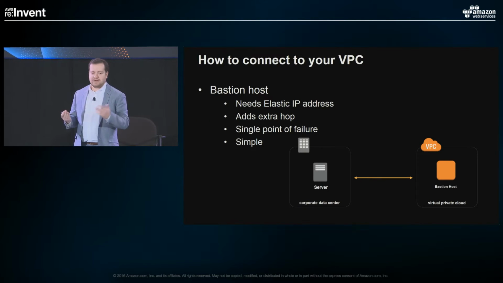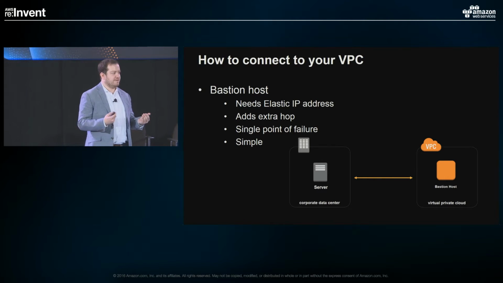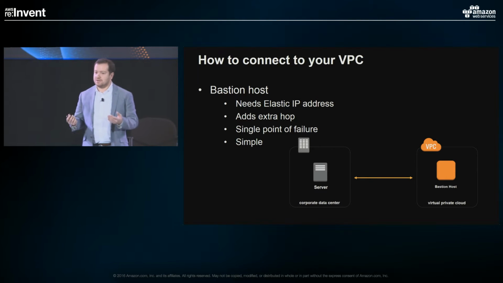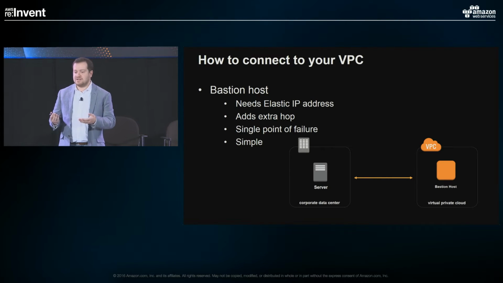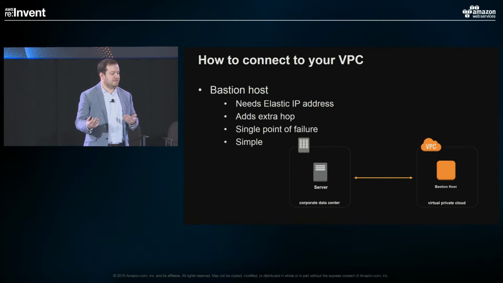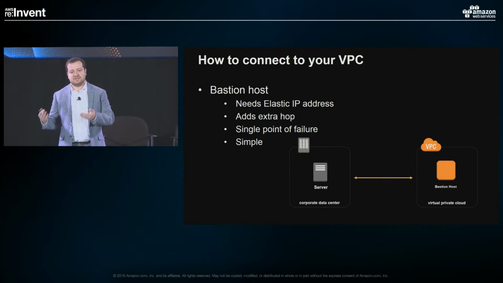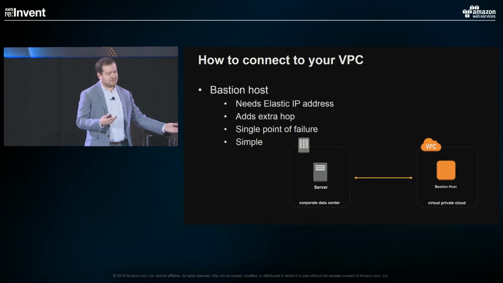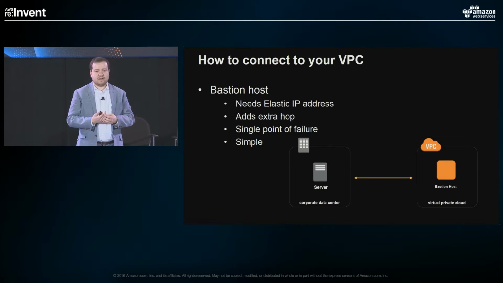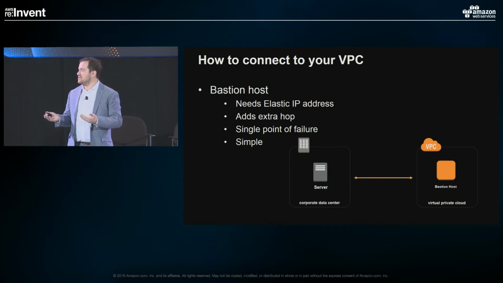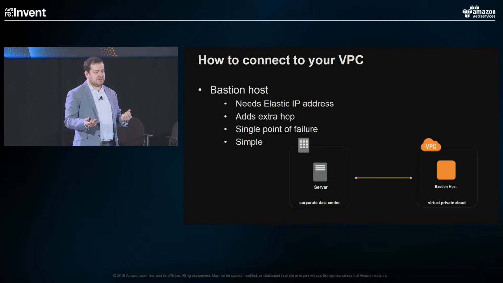A bastion host is just an instance running in your VPC. It's going to be running in the public subnet, so you can get to it and SSH to it. It's going to need an elastic IP address, so you have an IP address that you can SSH or remote desktop into. It's going to add an extra hop to whatever you're getting to inside of your VPC. For example, if I'm SSHing into an instance in a private subnet in my VPC, now I have to go through the bastion host first. You can make that quicker with your SSH config file, but it just adds some extra setup. It's a single point of failure, so if your bastion host goes down, you can't connect to your VPC until you bring it back up.